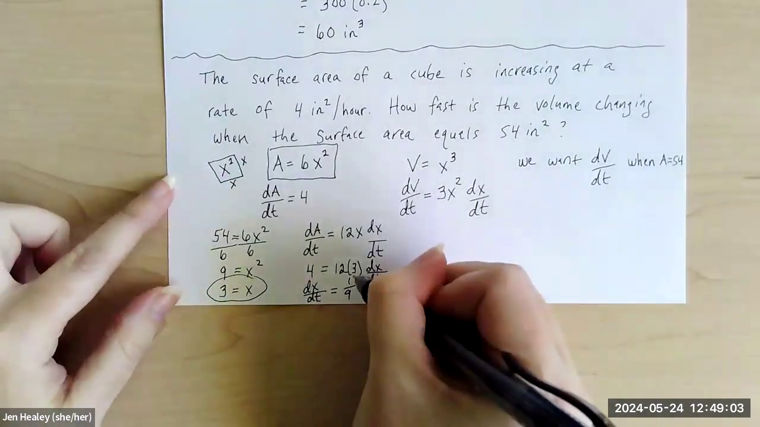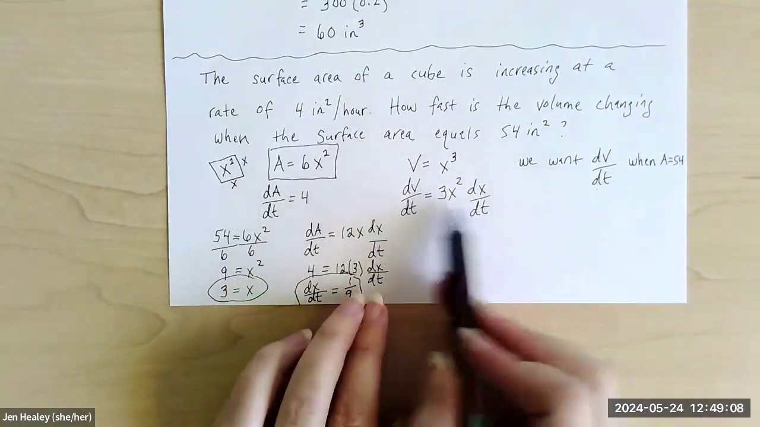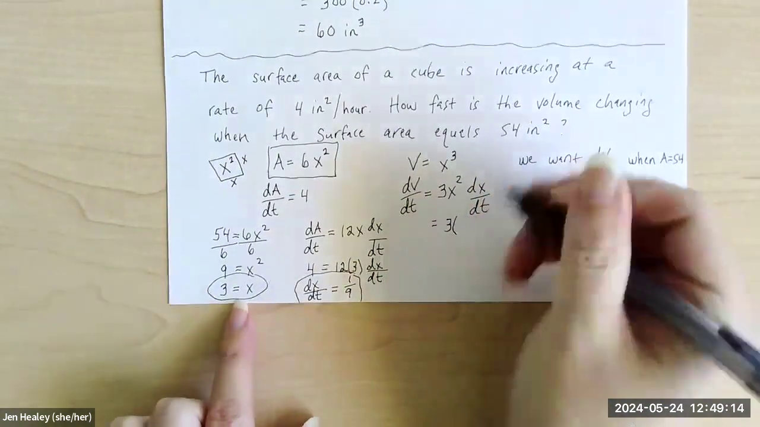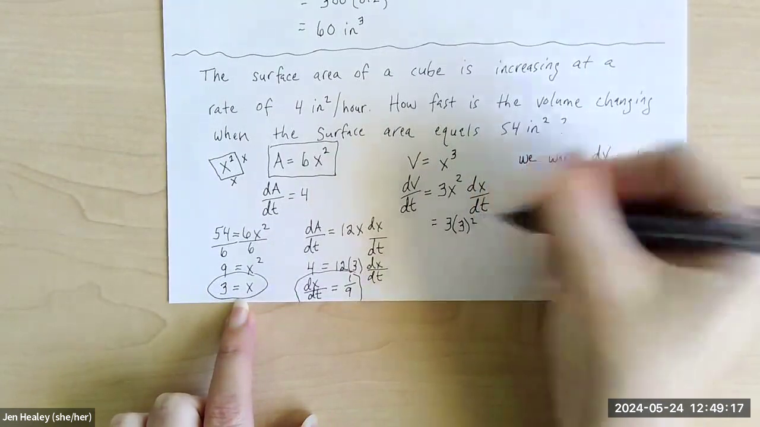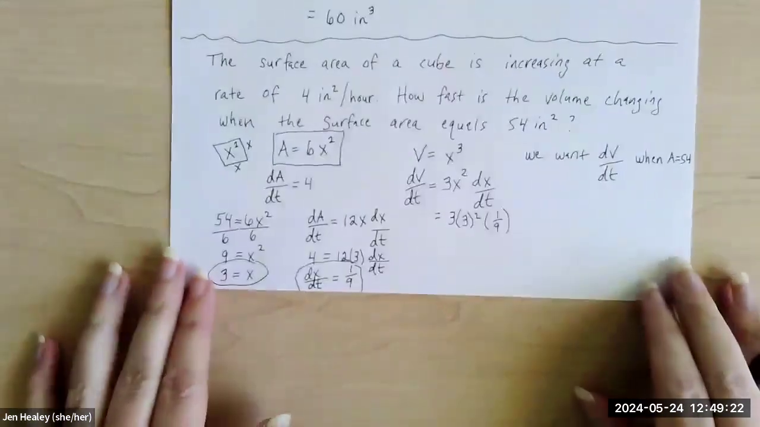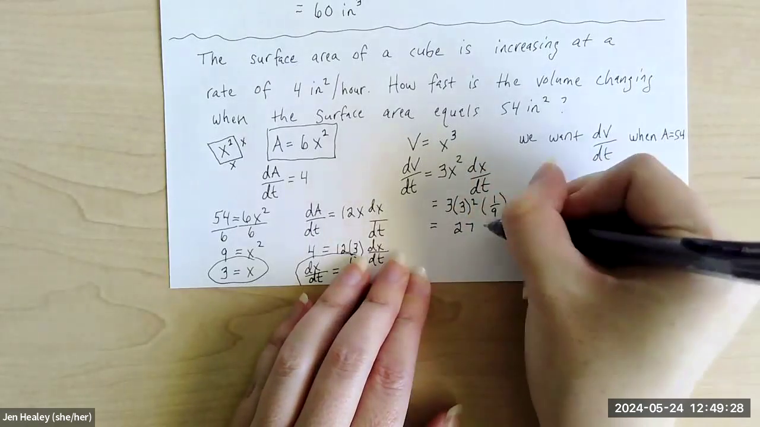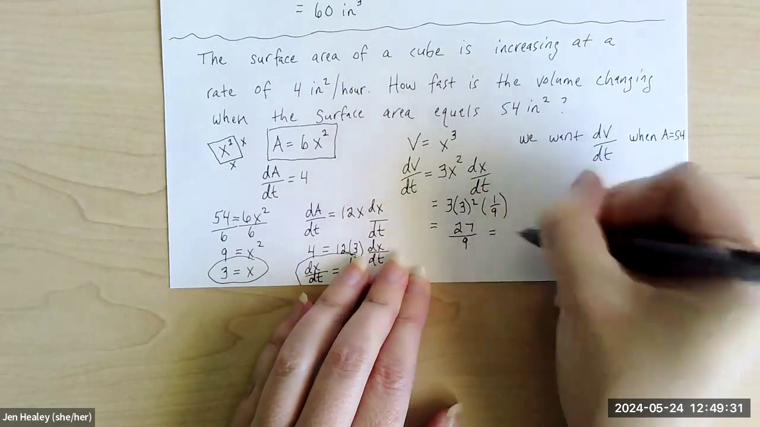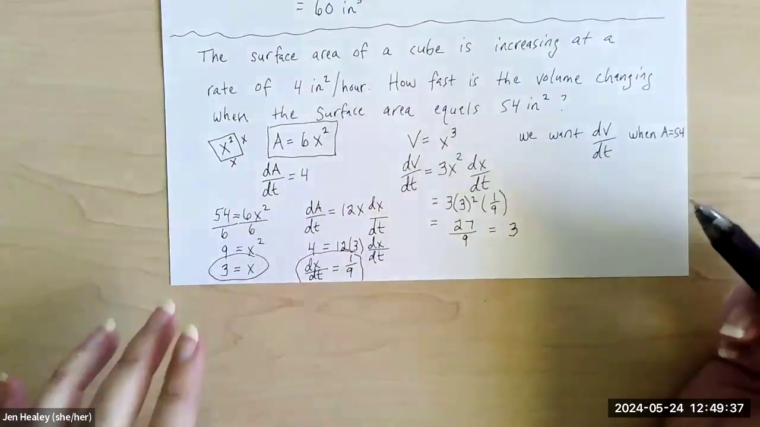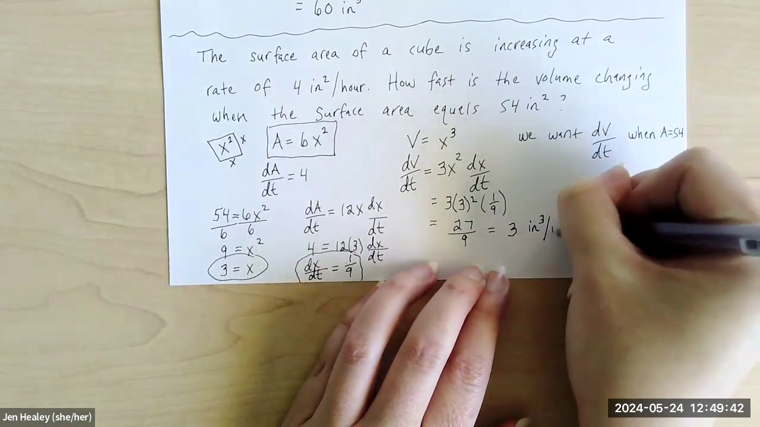Now we have all the things we need. I have the dx/dt is 1/9. I have my x is 3. So I'm going to come back over to this formula right here. And so dV/dt is 3 times, we're going to plug in the 3 for the x value. And then for dx/dt, we're going to plug in 1/9. And so we've got 27 times 1/9, which is 27 over 9, which would just be 3. And in terms of our volume, that's inches cubed per hour.